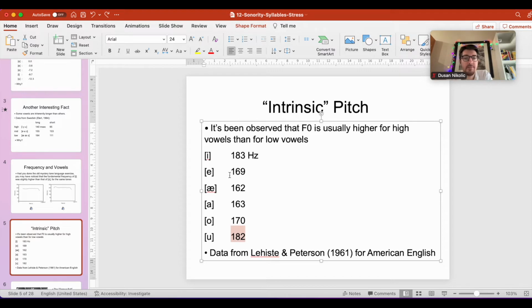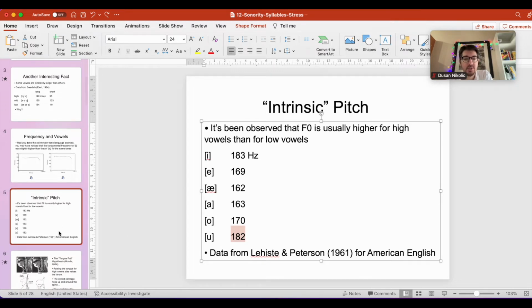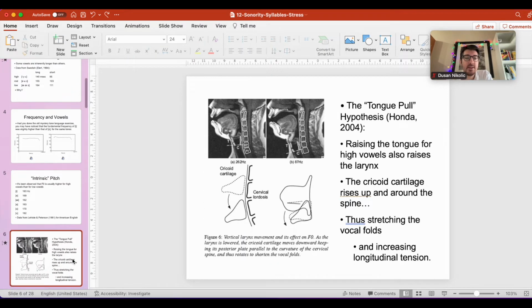We just compare females E with females U, for example, or males E with males U, and we observe relatively similar data. There is, of course, an explanation for this. One dominant explanation or theory is what we call the tongue pool hypothesis, devised by Honda in 2004. So I will try to walk you through this briefly.